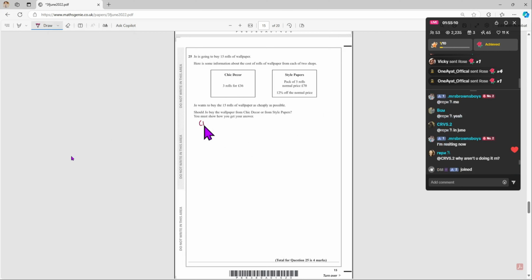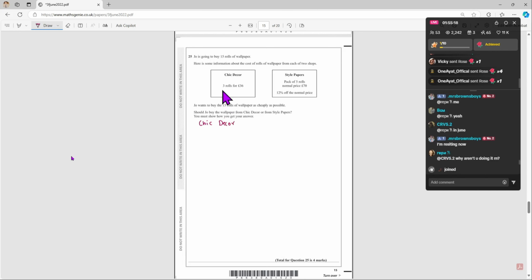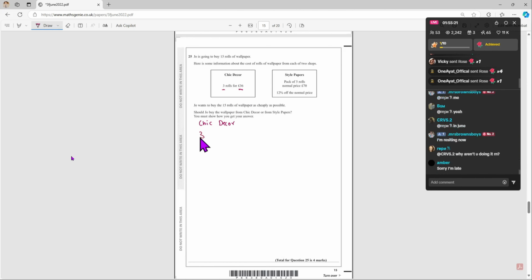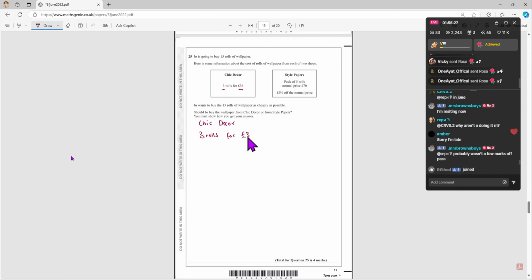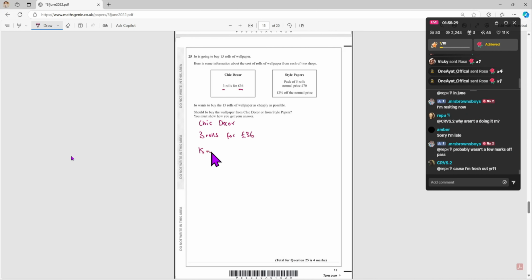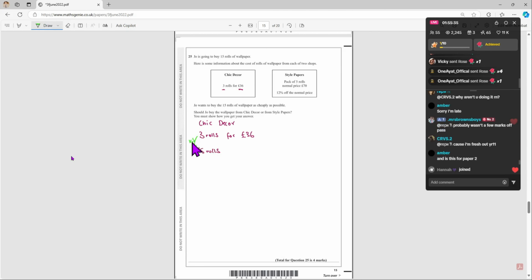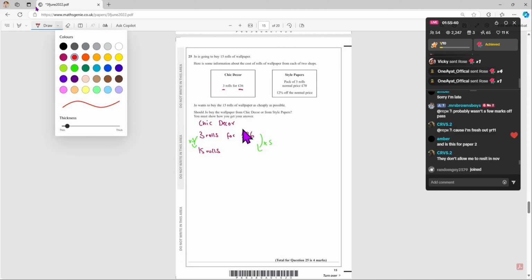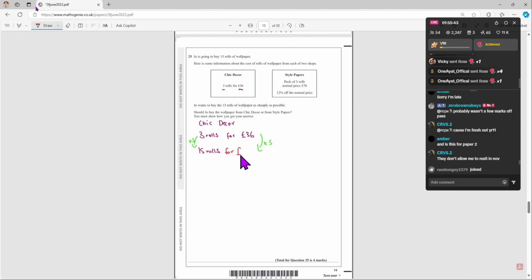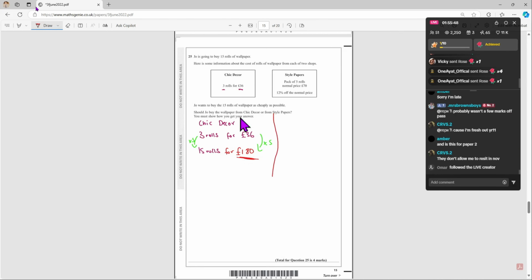So first of all, let's work out how much it costs to buy the wallpaper from Trick Decor. We know that 3 rolls cost £36. He needs 15 rolls, so you multiply by 5, and you multiply the price by 5 as well. That means 36 times 5, which is 180. So Trick Decor is giving him a price of £180.